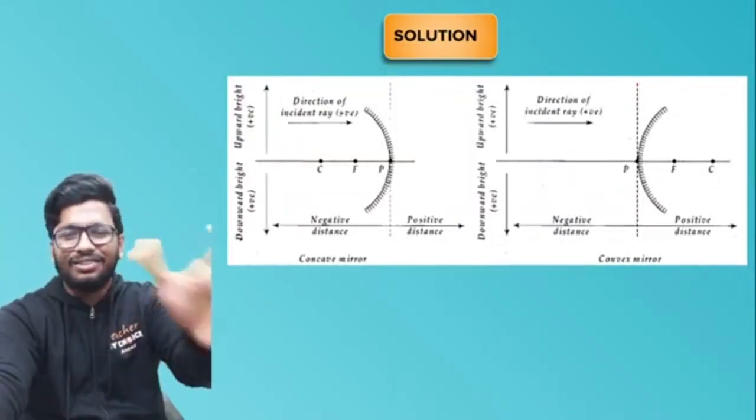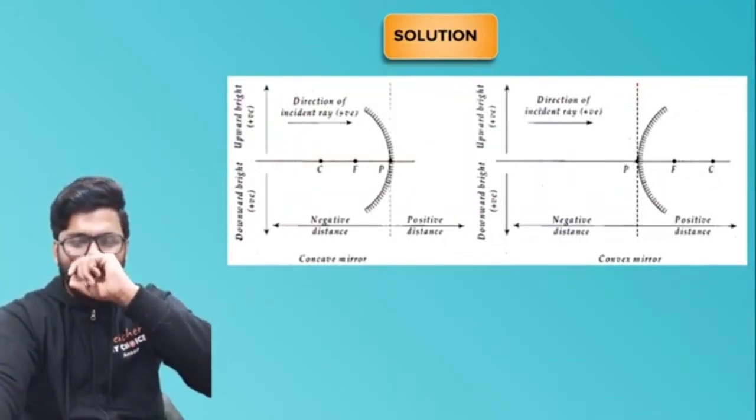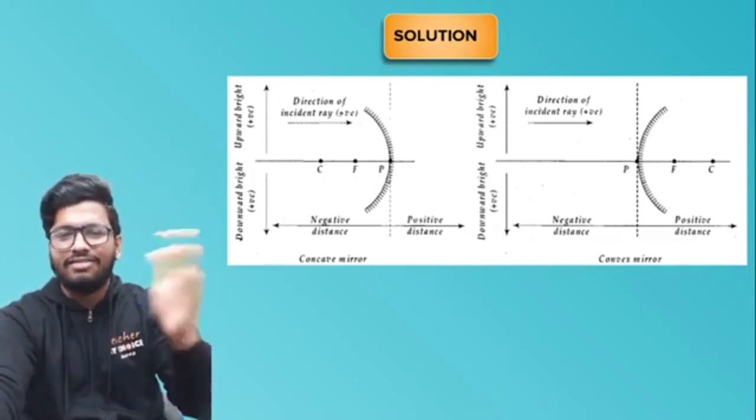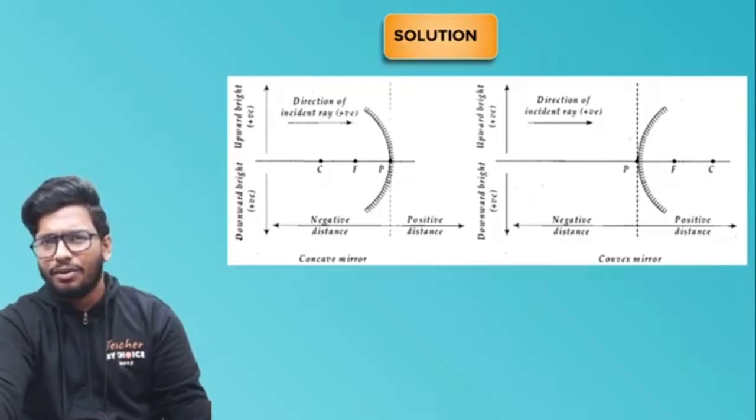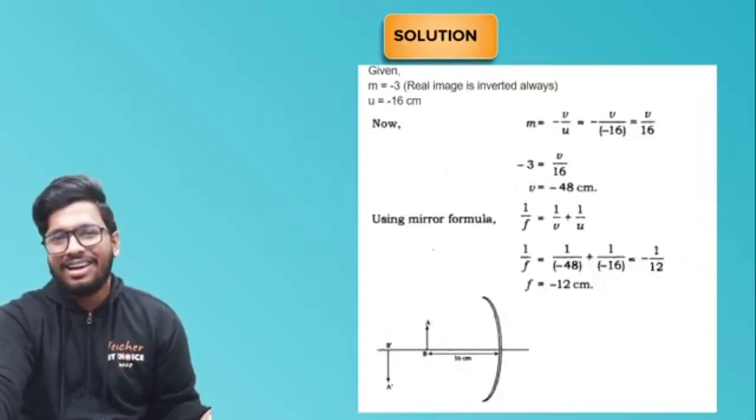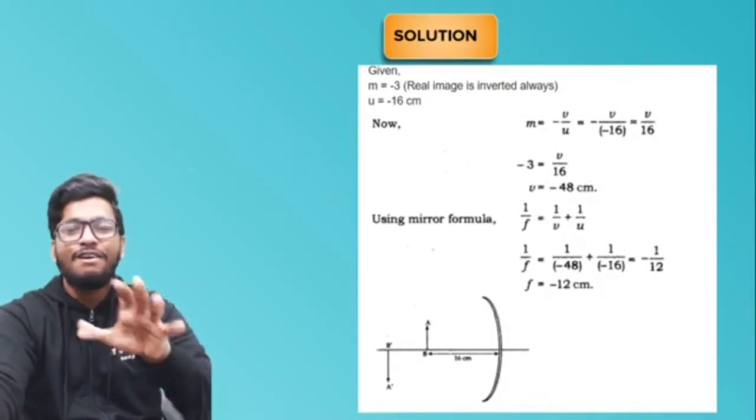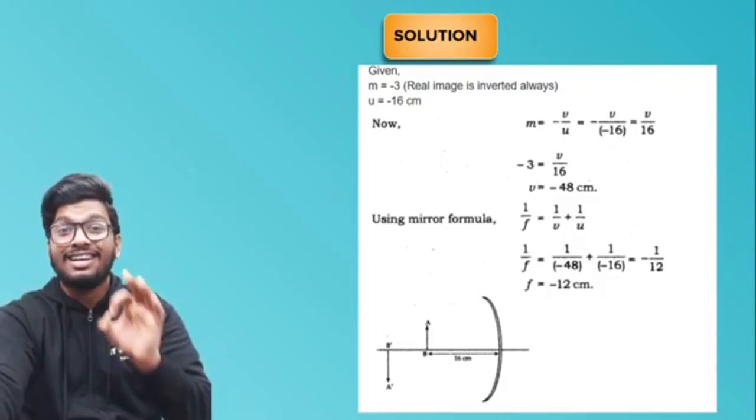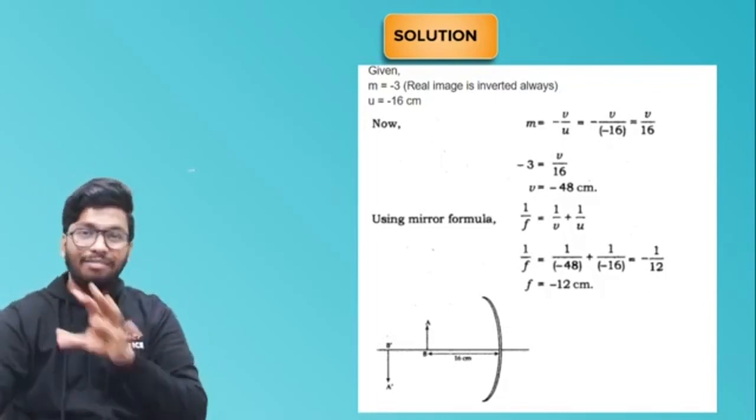This is the diagram. You can do the diagram as well and tell the direction of the incident ray, which side is taken as positive or negative, focal length, center of curvature. If you want, you can denote that as well. So that'll be that, and the answer for this will be -12 centimeter. Such an easy question for 5 marks, people. It's a 5-mark question, such an easy type of question.